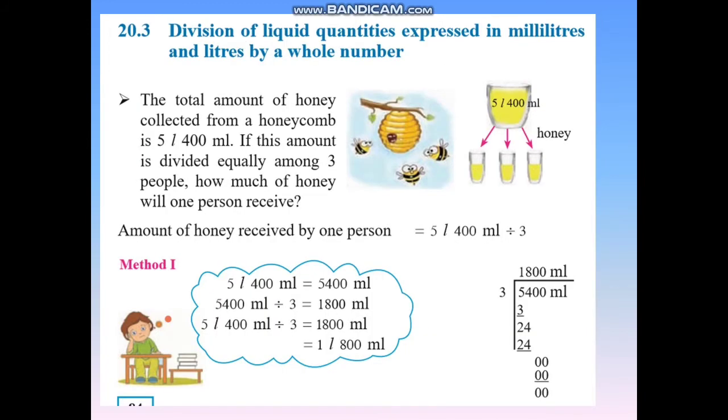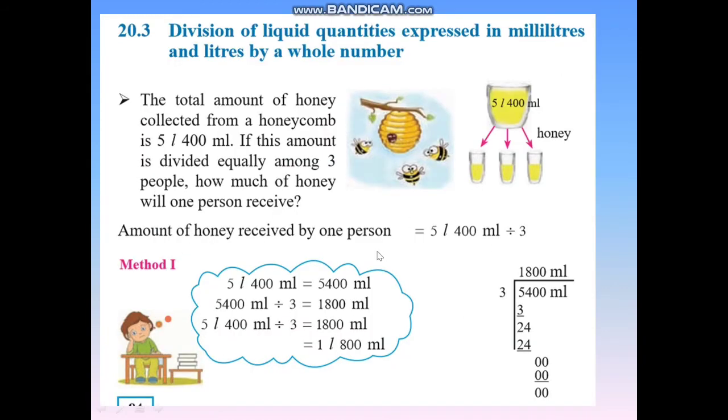Now let us see division of liquid quantities expressed in milliliters and liters by a whole number. Let us explain this from an example. Total amount of honey collected from a honeycomb is 5 liters and 400 milliliters. If this amount is divided equally among 3 people, how much honey will one person receive? So what do we have to do? Simply we have to divide this by 3. Here also there are 2 methods of solving it.